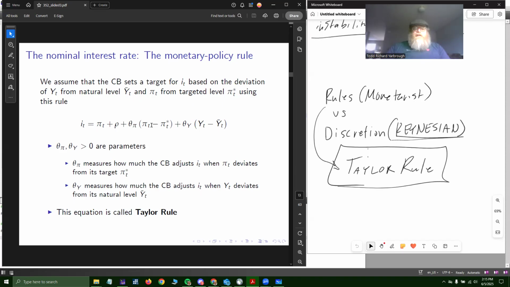We have an inflation gap. Inflation here is the target inflation relative to where we actually are. And then we have the output gap. And so to some extent, the two theta parameters, the inflation theta and the output theta, measure the extent to which, the rapidity at which, the interest rate target is going to change according to this.